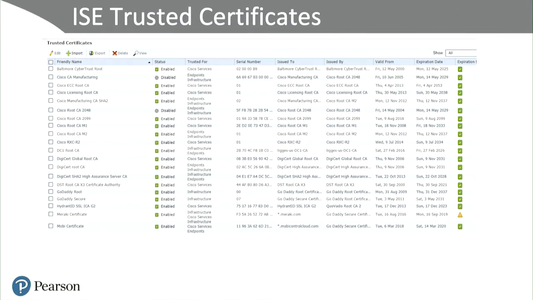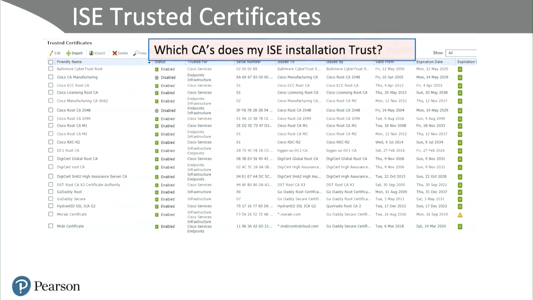Trusted certificates. As we talked about before, these are the certificates that when presented, ISE will trust. You can see the expiration column that we've got one that is either going to expire or about to expire, so you can get a really quick view of the status of your certificates and try and preempt problems in your environment.